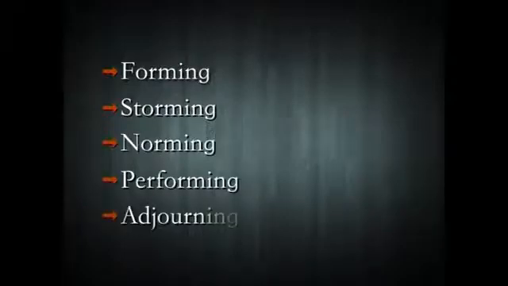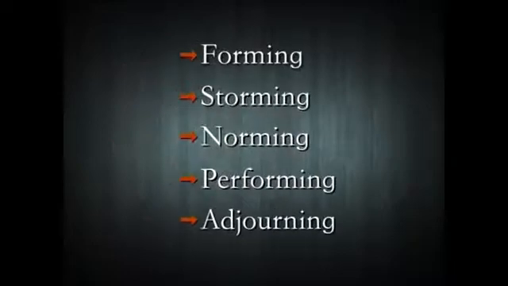Bruce Tuckman has divided the development of a group into five stages. They are forming, storming, norming, performing and adjourning. Let us learn more about them in detail. Forming. The first stage of group formation is called forming. At this stage, members try to know each other and establish a common understanding among them.